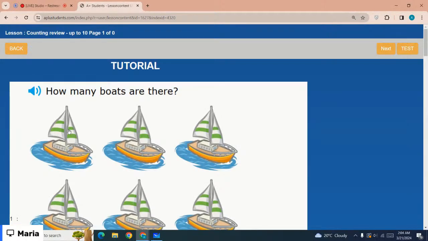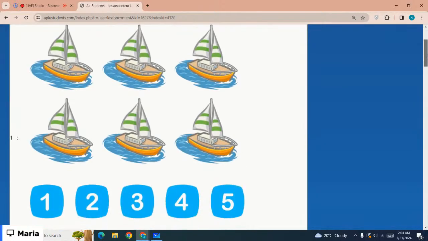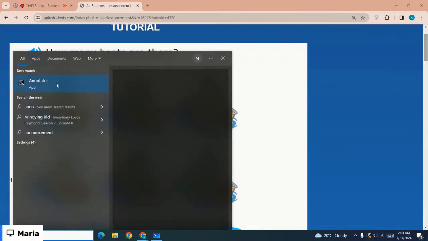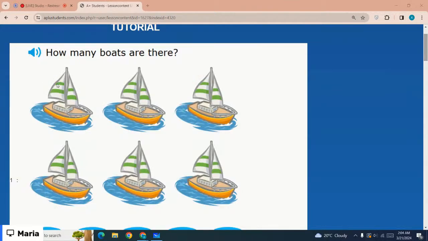Okay, so basically we have to count the different things we are given. We have to count them, right? So let's start with the first one. The first one is how many boats are there. We have to count the boats, right? So let's just start counting the boats. Yes, there are 6 boats, right? So the correct option is 6.